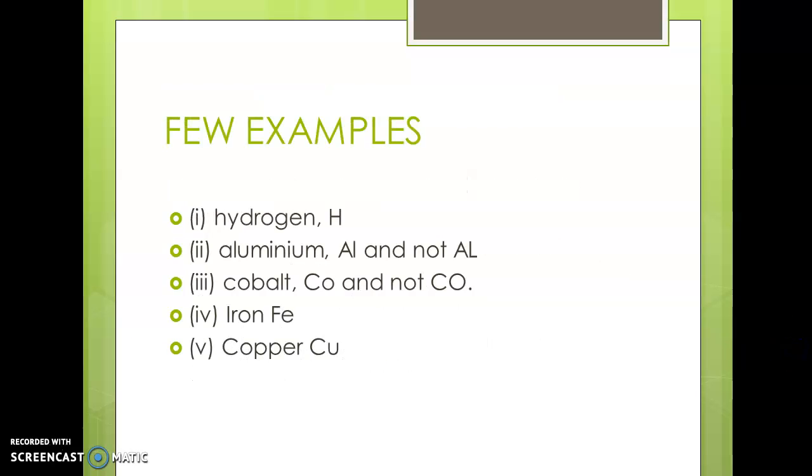So here are a few examples. You can see aluminium, Al. The first letter is capital and the second letter is small. It is not both capital, even in cobalt. And even iron and copper. For iron, the Latin name is ferrum. For copper, it is cuprum. The symbol used can be from the Latin name, Greek name or German name.